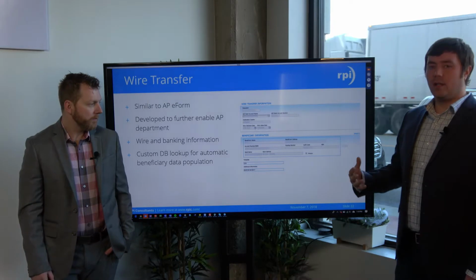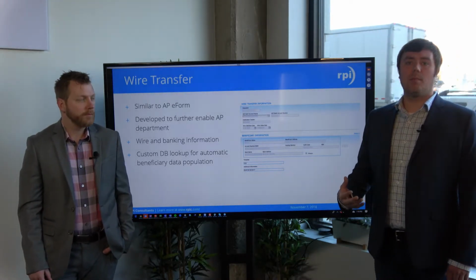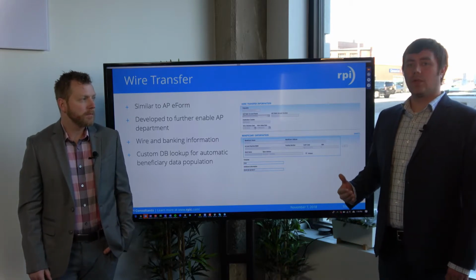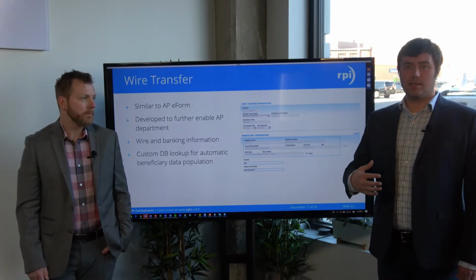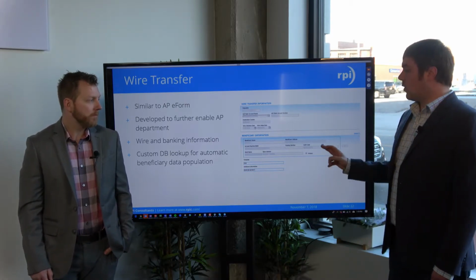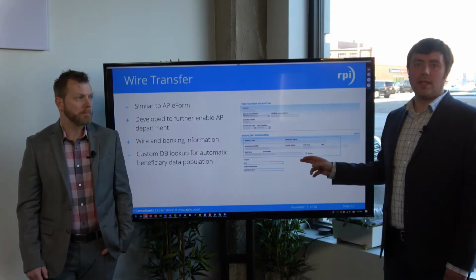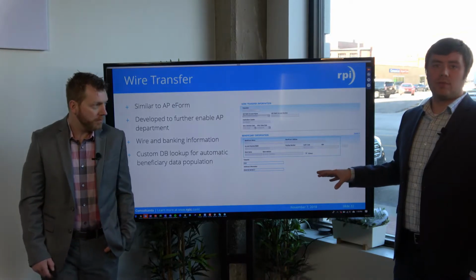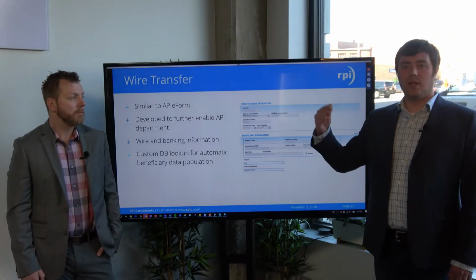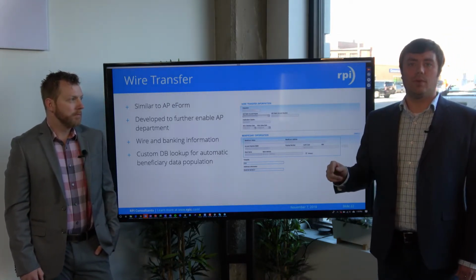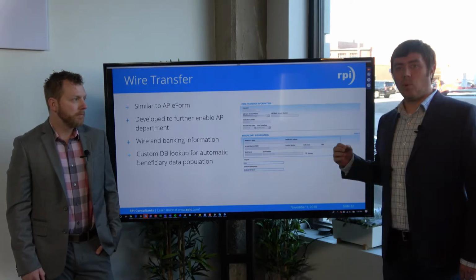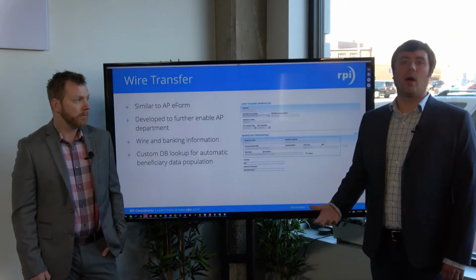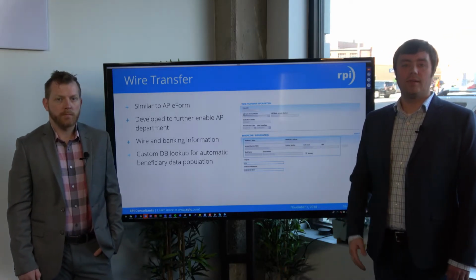So in scenarios where we may have a wire that goes out to the same person every single time, we want to store that in a database. We created a custom table where we can store the beneficiary information linking to the vendor that they're paying. When they open up the wire transfer form, once the vendor's in place, they can just click import template, and it imports all of the beneficiary information from the database and doesn't require them to fill it out.